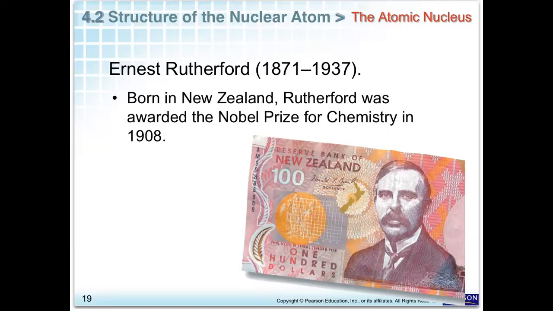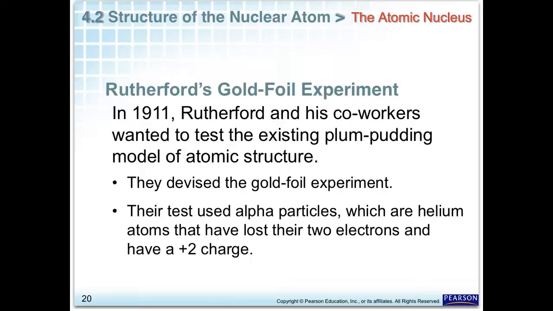Ernest Rutherford was a New Zealand chemist, and actually was awarded the Nobel Prize for his work, so it was pretty important. He actually set out to prove the plum pudding model was correct. So they devised an experiment called the gold foil experiment. Their idea was they used alpha particles, which actually have a +2 charge, so they're positively charged, and they're really a helium atom that lost its electrons, so it's just the protons and neutrons in the center.